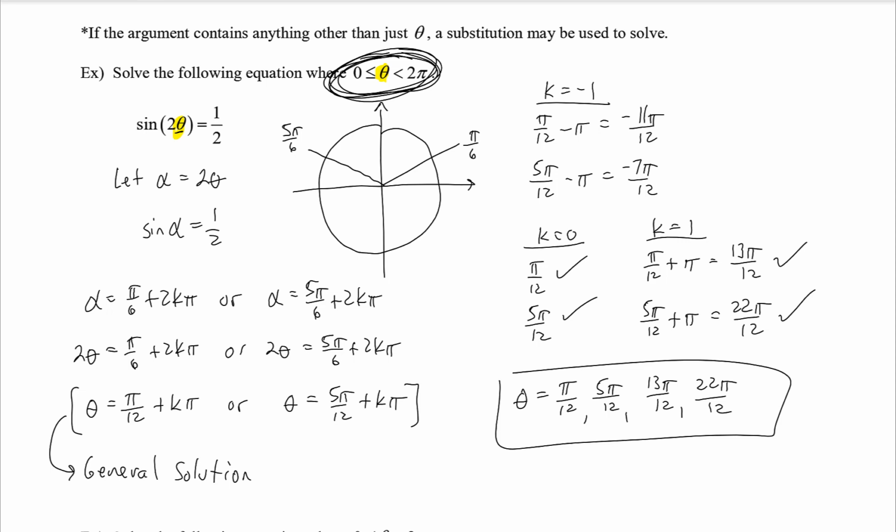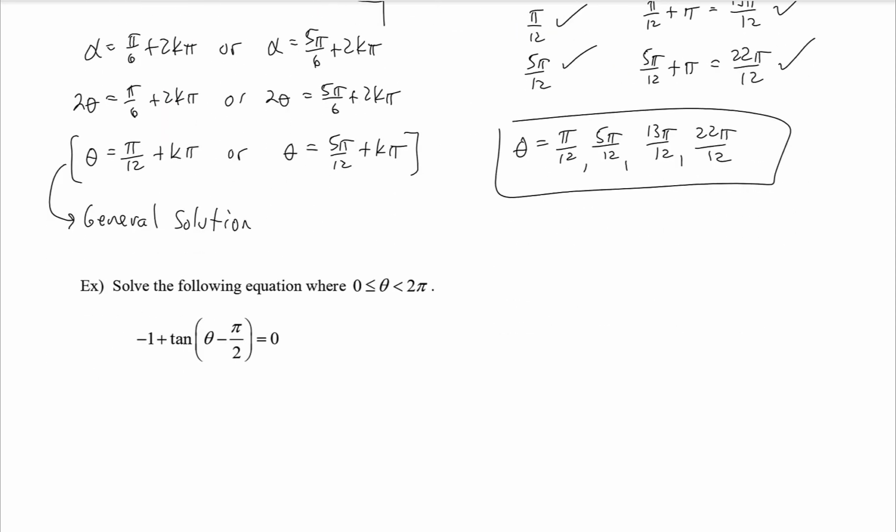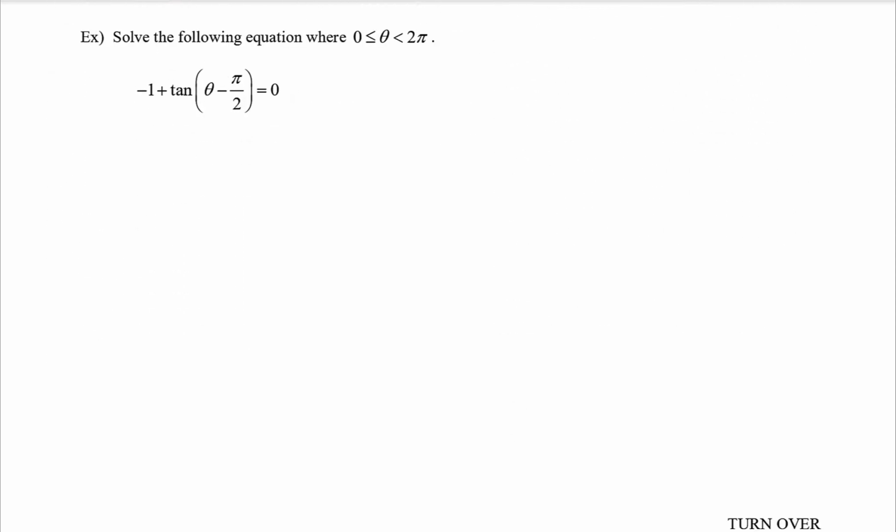It wasn't a lot longer than the ones we did before. Notice the big difference. What makes this one different is the argument is 2 theta. So if the argument contains anything other than just theta, you could use a substitution like I did to solve that equation. So let's try another one. See how the argument is not just theta. The argument of tangent is theta minus pi over 2.